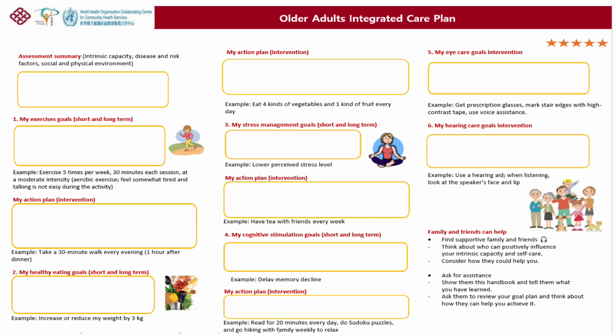And finally, guide the participant to identify significant others such as family members or friends, those who can provide support to help maintain or improve their intrinsic capacity, and try to encourage them to seek assistance or make use of the available community resources where needed.